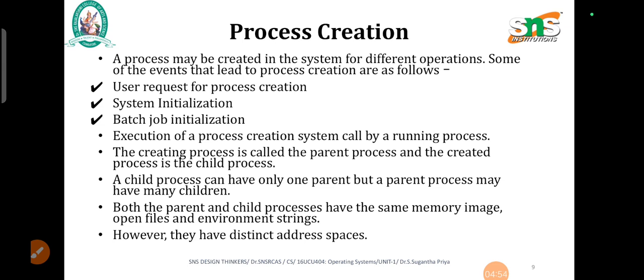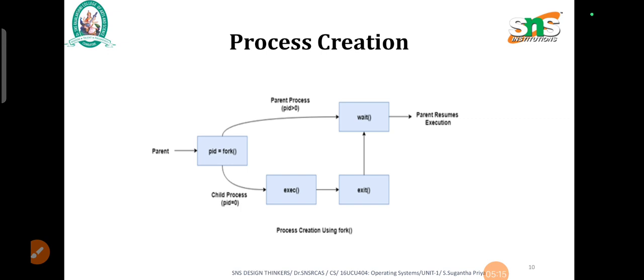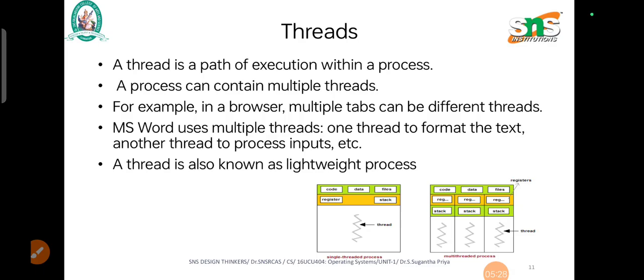The creating process is called the parent process and the created process is called the child process. A child process can have only one parent, but a parent process can have any number of children. Both the parent and the child processes have the same memory image, open files and environment strings. However, they have distinct address spaces. The process creation is done in different stages, where each process is allotted a PID, with execution, exit and wait.